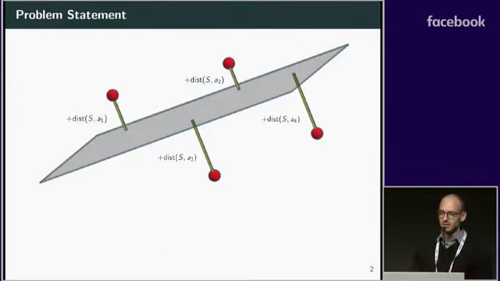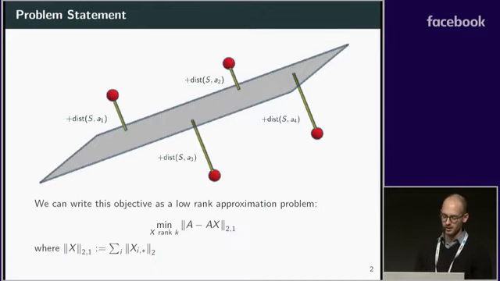So pictorially, it looks something like this. We're going to write this objective as this low-rank approximation problem with this thing I'm calling the 2-1 norm. This weird thing is easy to work out. It would take you about a minute, but basically this norm means that you take a matrix and take the L2 norm of each row, and then you sum these. So you can basically just express this problem this way.